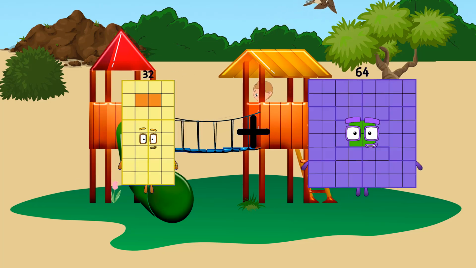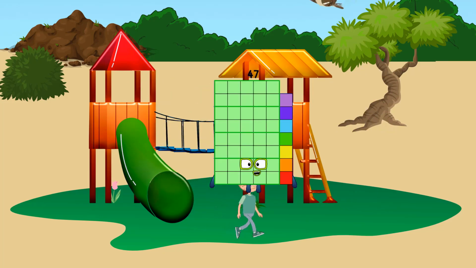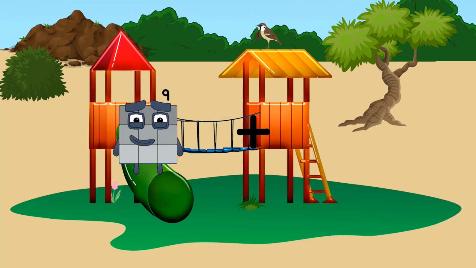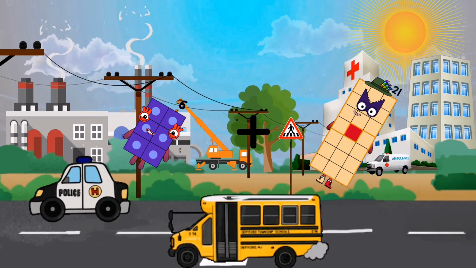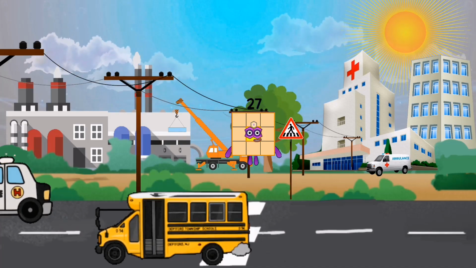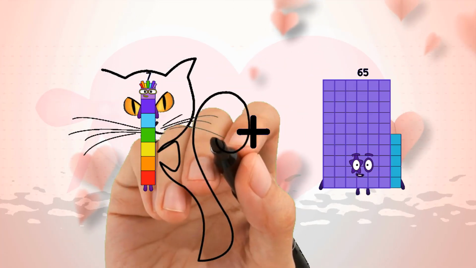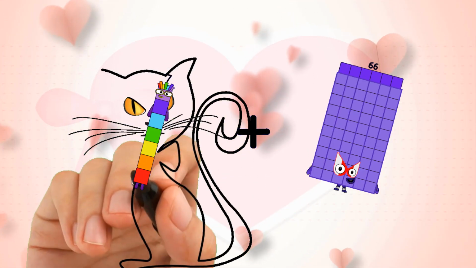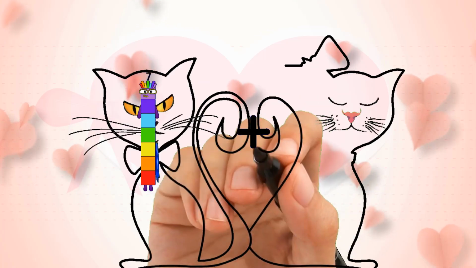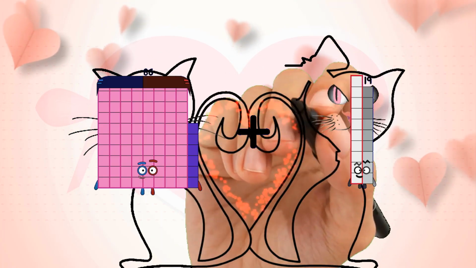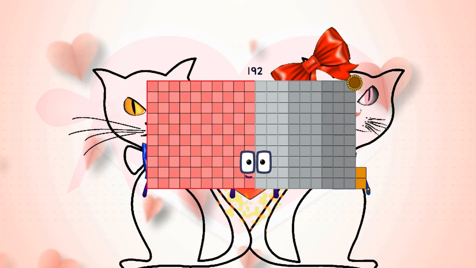32 plus 15 equals 47. 6 plus 21 equals 27. 7 plus 66 equals 73. 86 plus 106 equals 192.